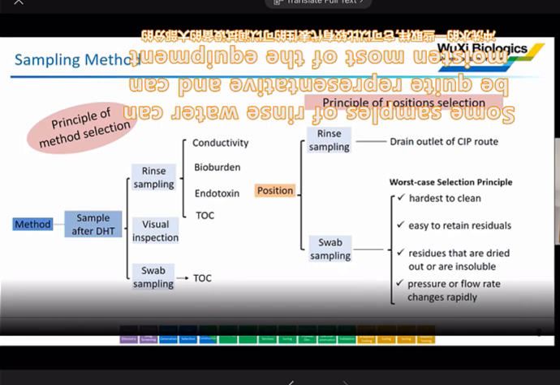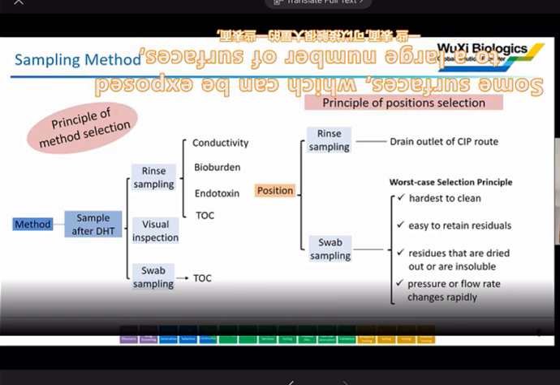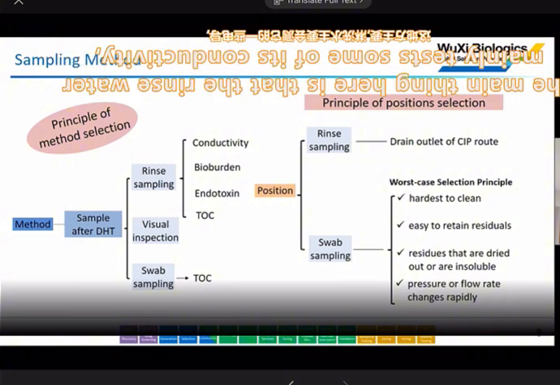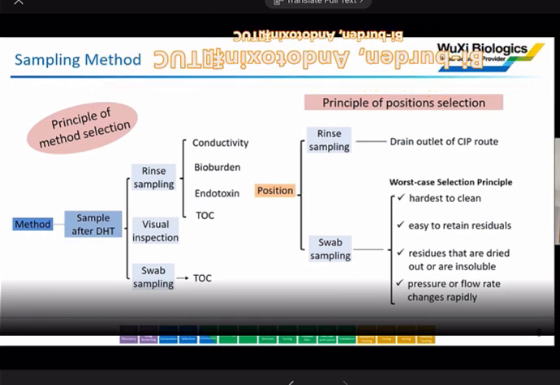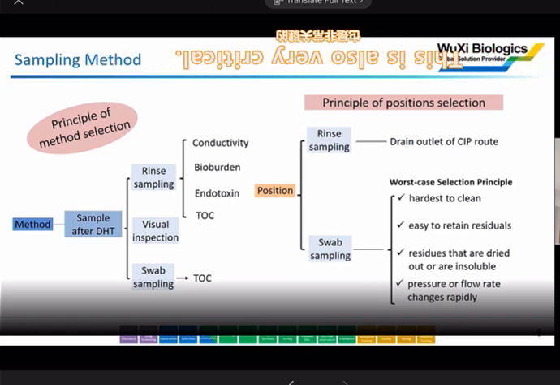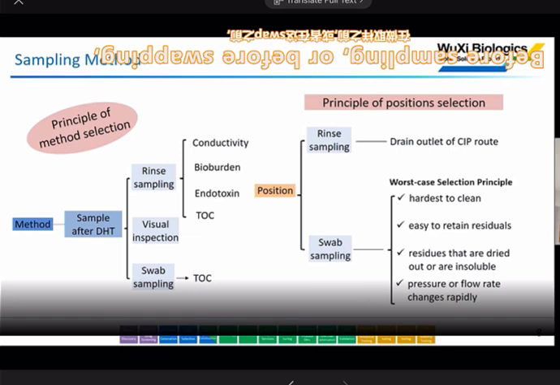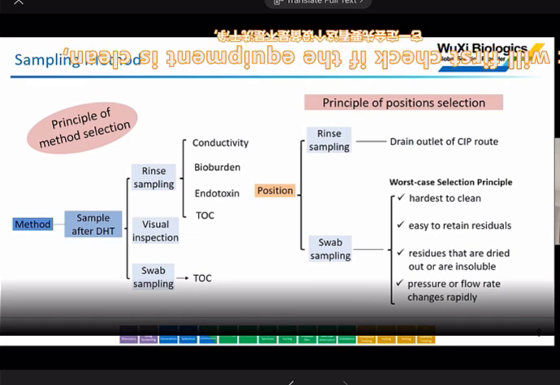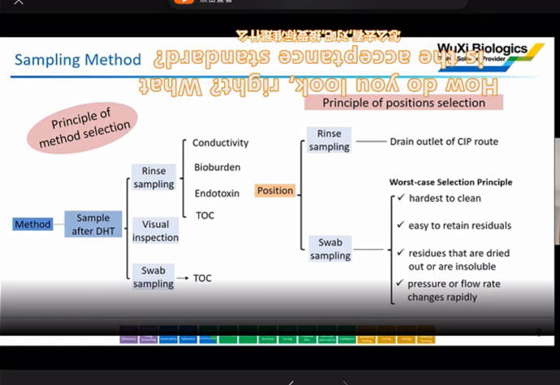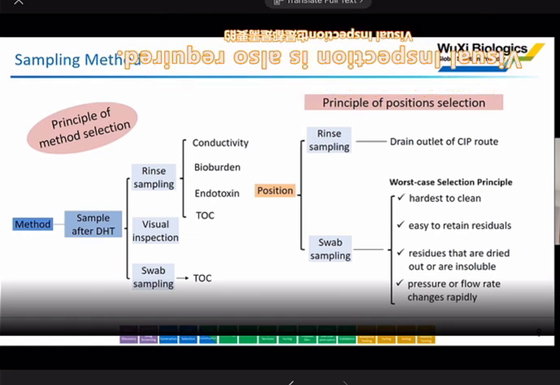We just talked about some testing, so now let's talk about our sampling methods. Sampling methods in cleaning verification mainly include three types. The first is rinse, which mainly uses rinse water. Rinse water samples can be quite representative and can wet most of the equipment surfaces, exposing a large number of surfaces. Sampling is more representative. The rinse water mainly tests conductivity, bioburden, endotoxin, and TOC.